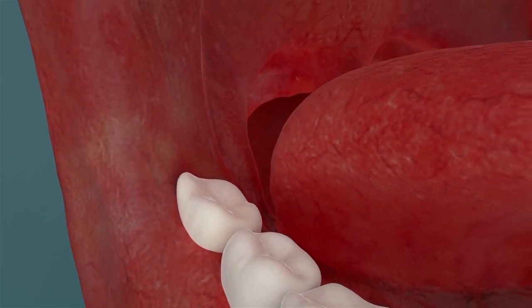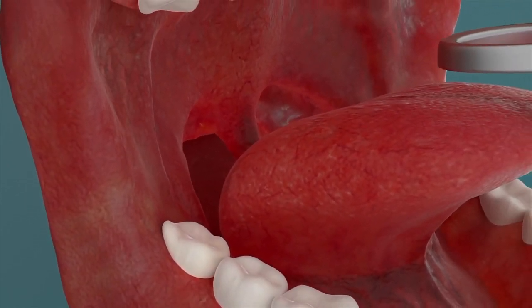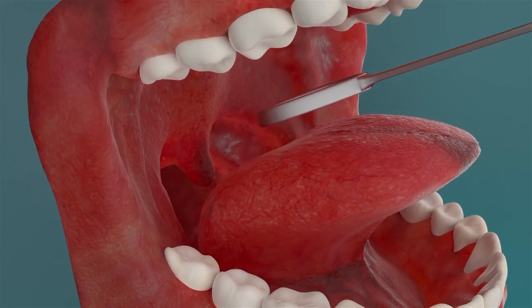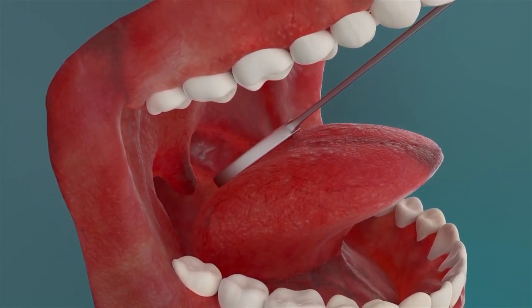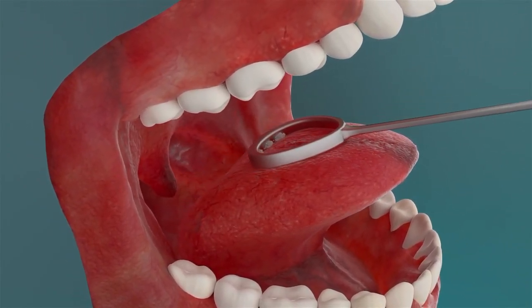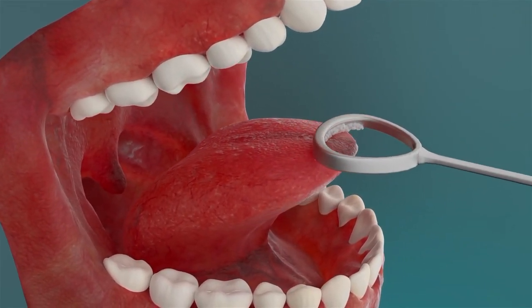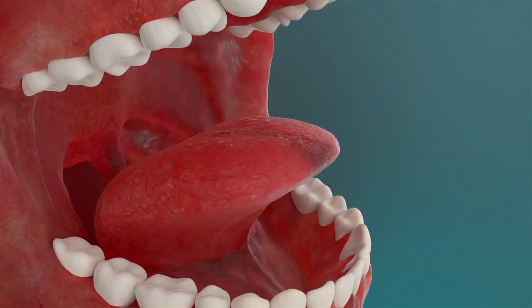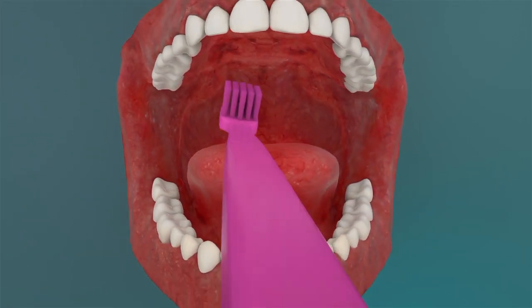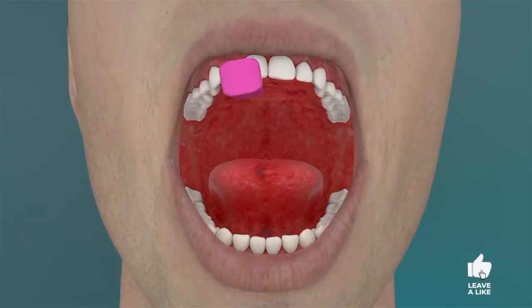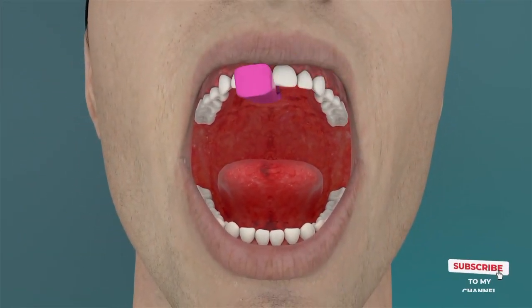The tongue is home to countless dead cells of the oral cavity and sulfur-producing bacteria, which can cause bad breath, among other things. In particular, the rear part of the tongue should be cleaned with a tongue scraper. Finally, you can clean the cheeks, palate, and other parts of the oral cavity where dead cells of the oral mucosa are also present.